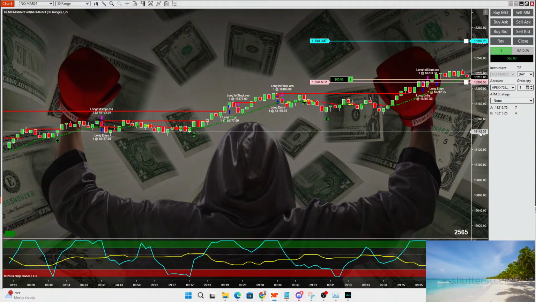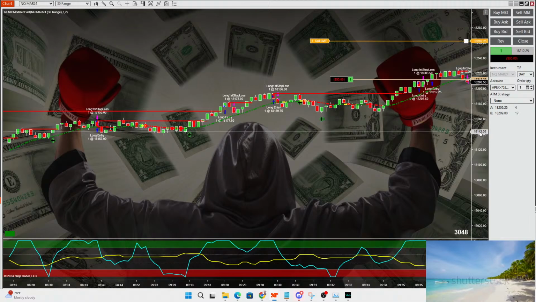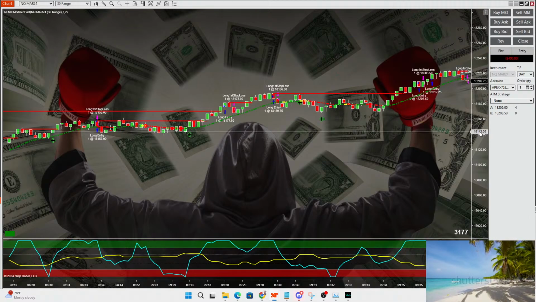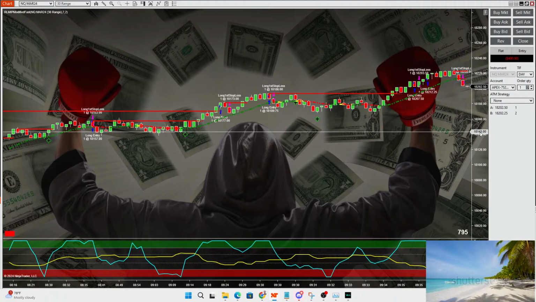Getting a little sideways action here. Now the signal A order filled, we would jump into a short trade here. Let's see what kind of retracement we get. See what type of volatility. If we would have jumped into this short trade, how far it would have gone.